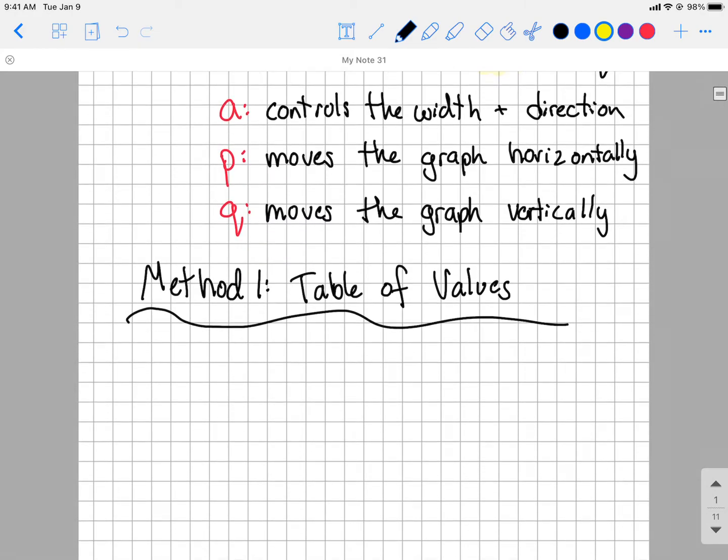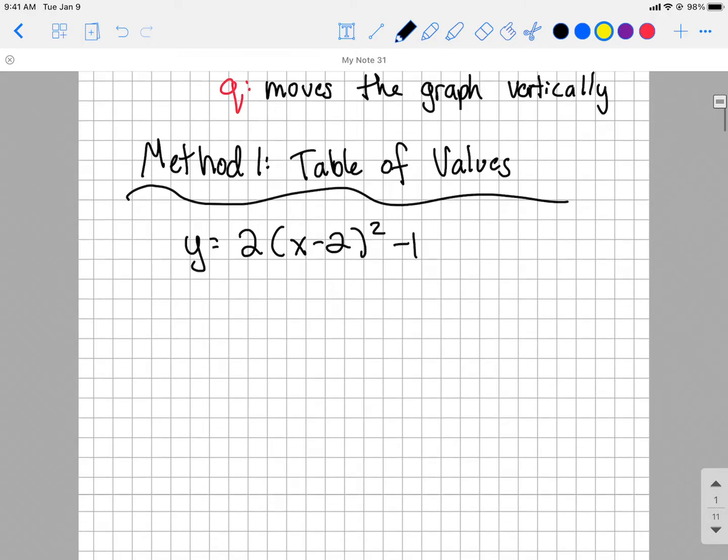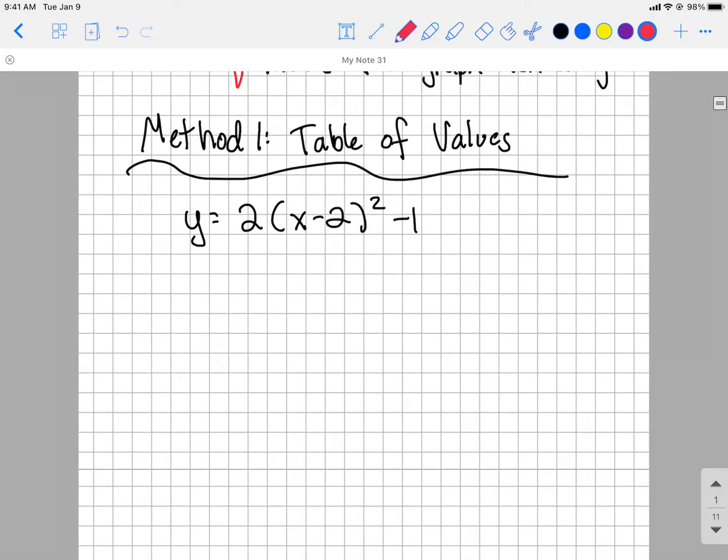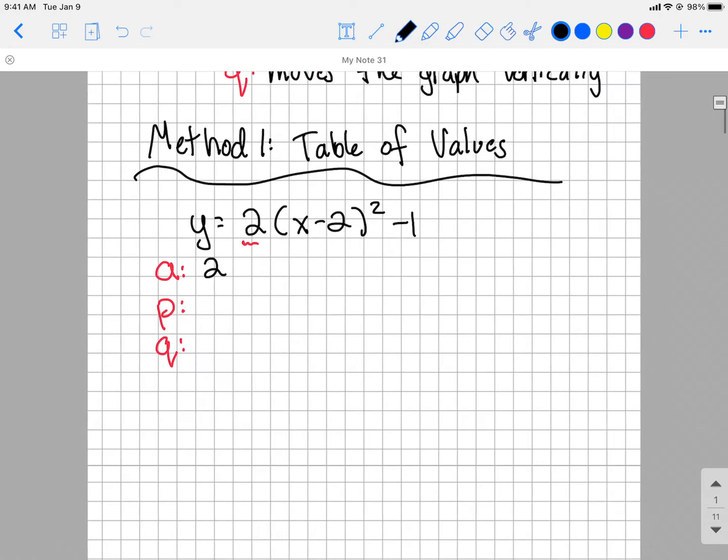So let's get a function going that we can work with. We'll use the function y equals 2 times x minus 2 squared minus 1. So looking at this, before we go any further, it's probably a good bet to decide what our a value is, what our p value is, and what our q value is. So here, a is this 2 out front. So we've got a is 2.